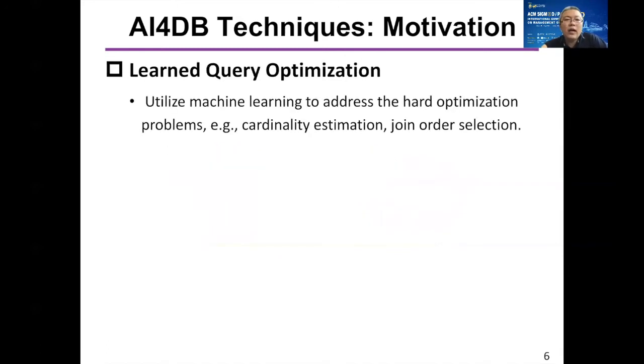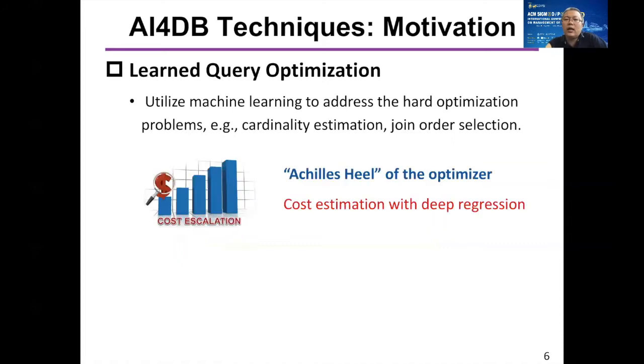The second one is learned query optimization. We can utilize machine learning techniques to address the harder optimization problems. For example, cardinality estimation. Traditional methods usually utilize histogram and sketch-based methods. But for multiple columns and multiple tables, it's rather hard because different columns and different tables have correlations, and traditional methods are hard to capture the correlation.